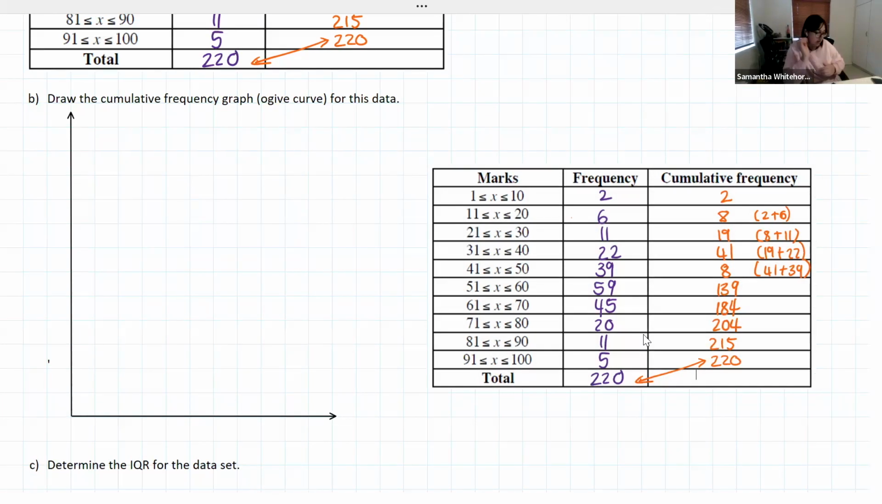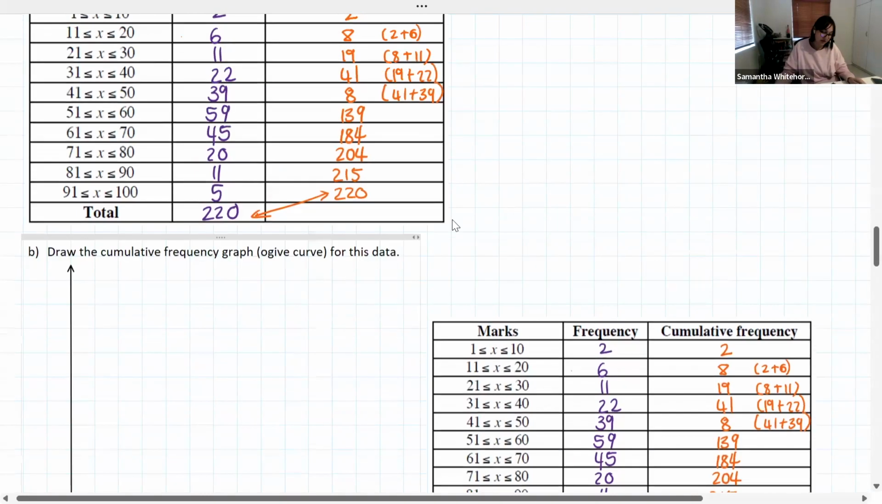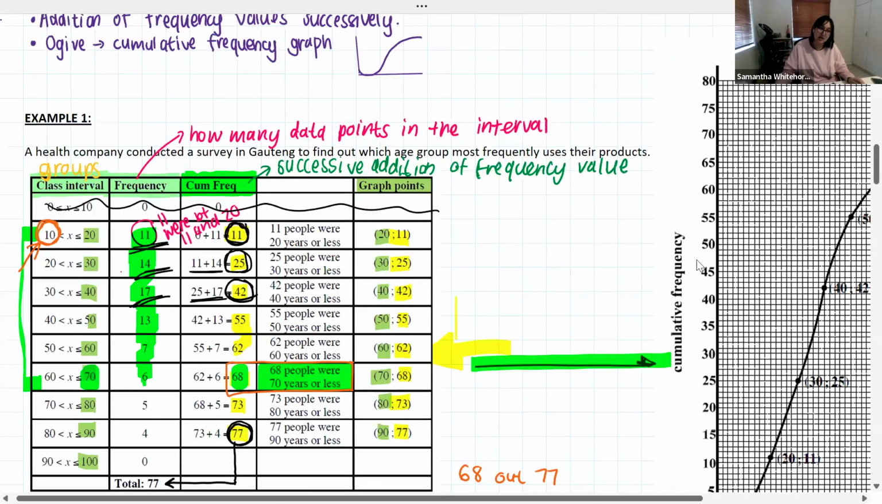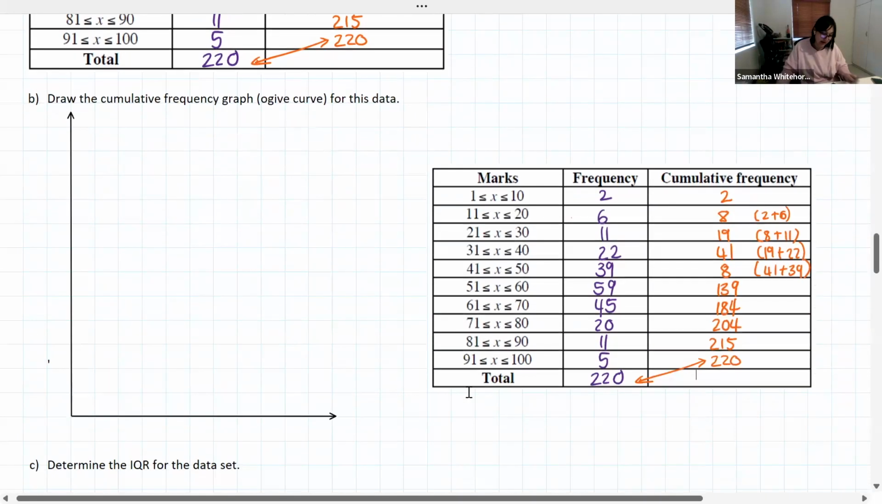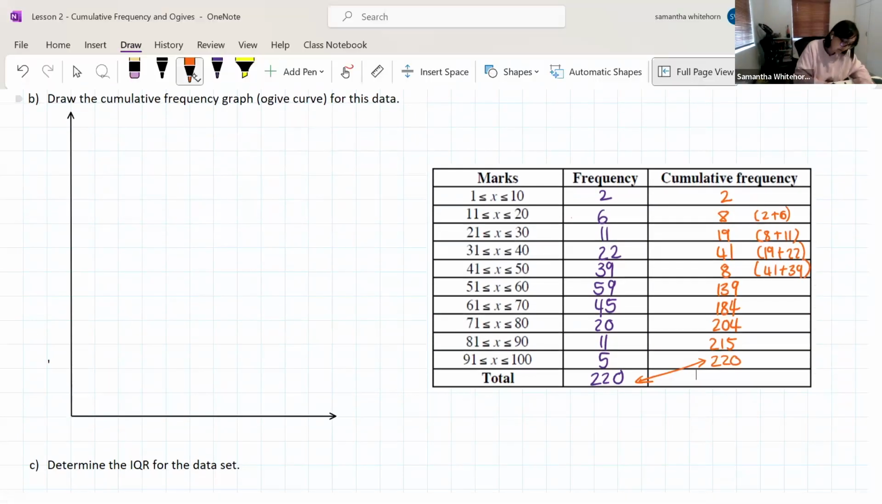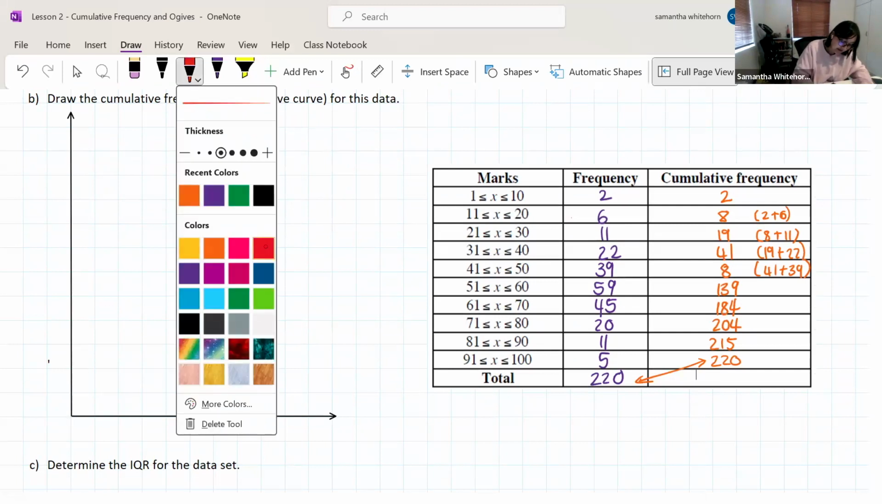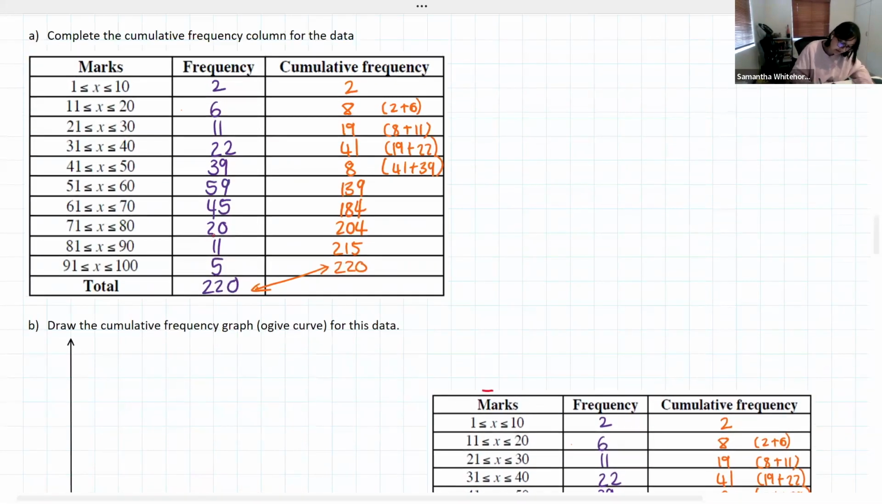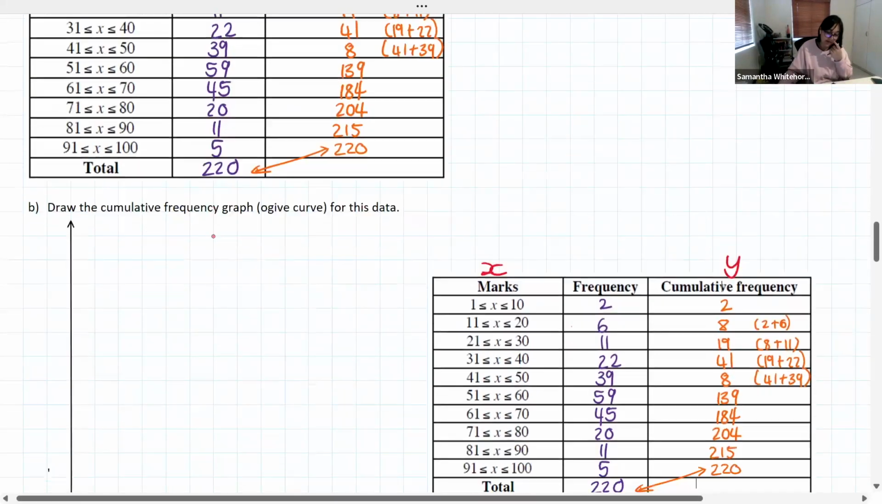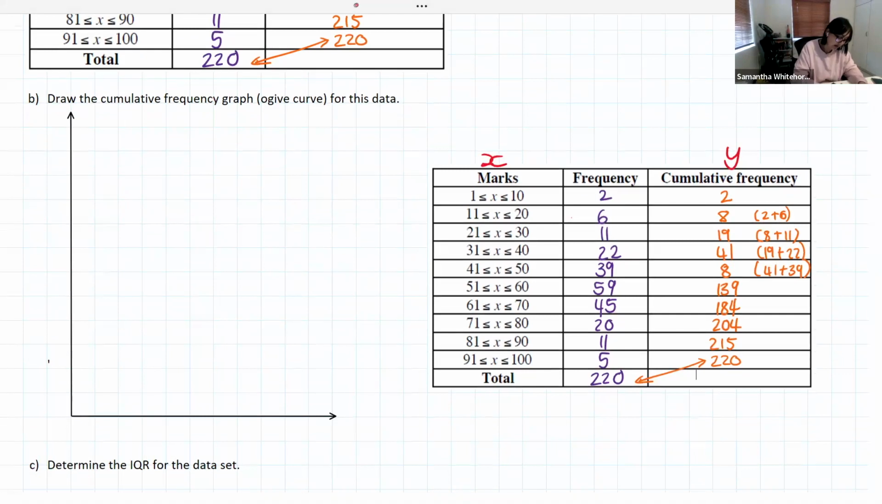Okay. Now, what you should have noticed from the first cumulative frequency graph that we had a look at is that cumulative frequency is always your Y, your intervals are your X. Okay, so if we just mark that for ourselves in our table, this is always your X value. The cumulative frequency is always your Y. So when labeling your axes, just remember that.